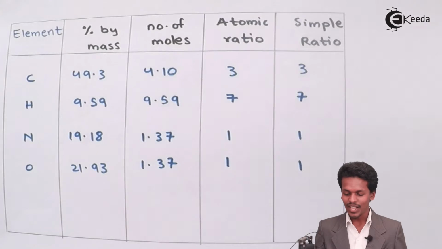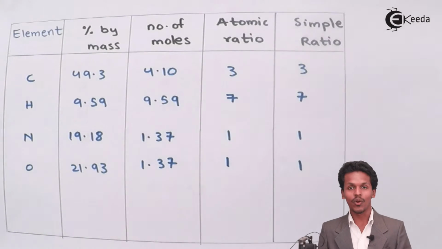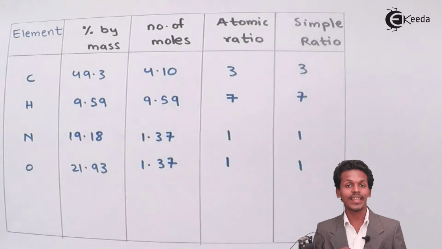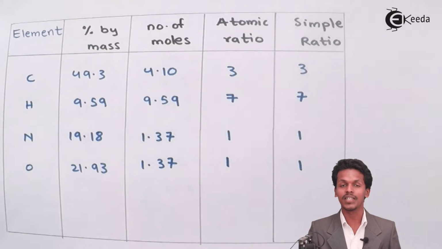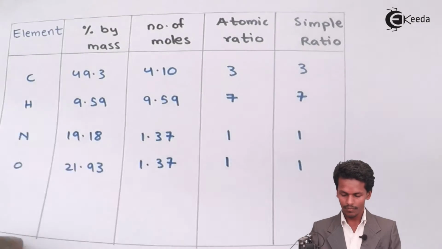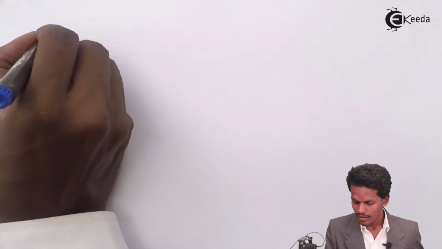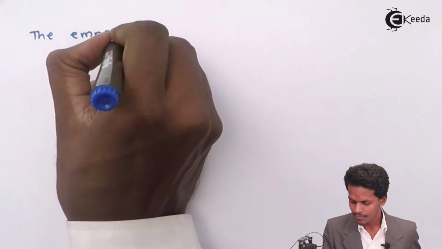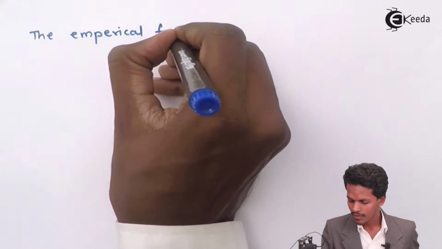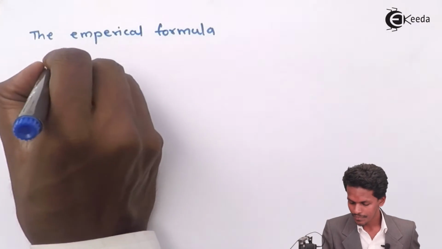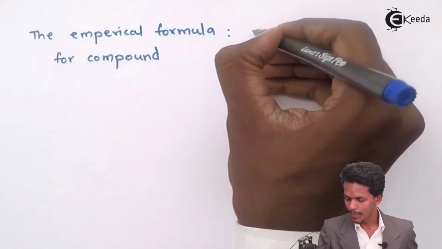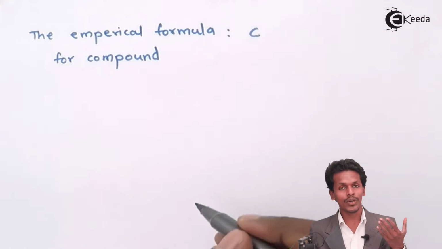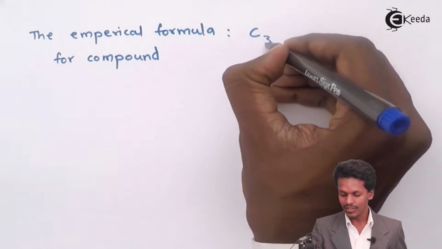So this is how we have determined the empirical formula, and now we can write it very easily because we have got the simplest ratio of each and every element present in the compound. So the empirical formula for the compound will be, because it contains carbon and carbon has got a simple ratio of 3, therefore C3.